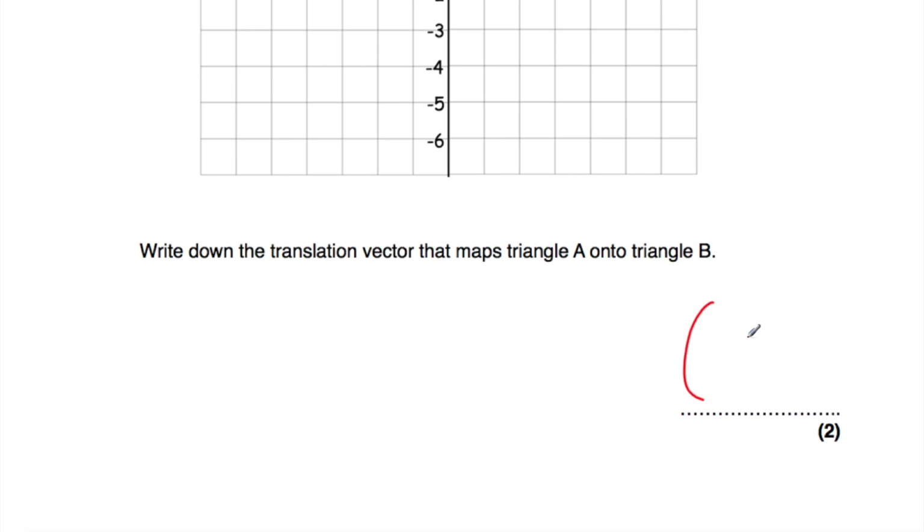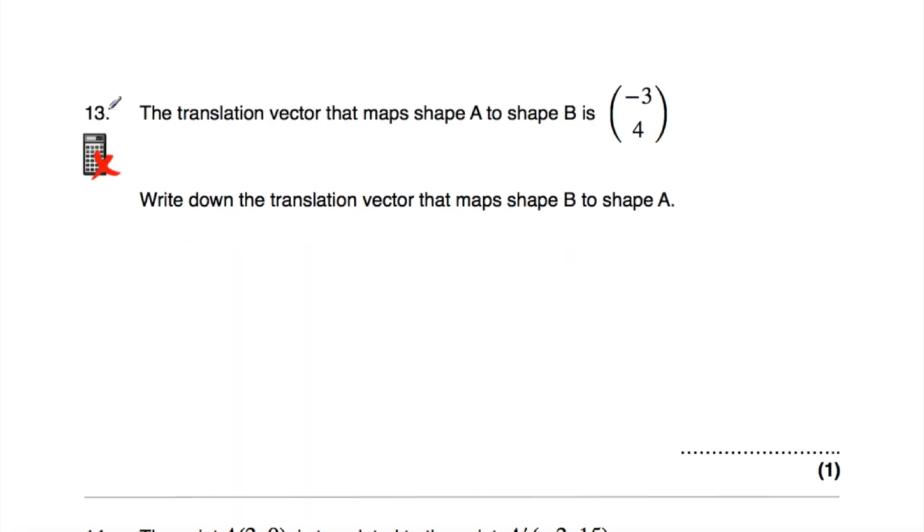So as a translation vector, 9 right would be 9, because remember, to the right is positive, and then 3 down would be -3. So 9, -3 would mean 9 to the right and 3 squares down. And that's it. Okay, let's look at our next question, question number 13.